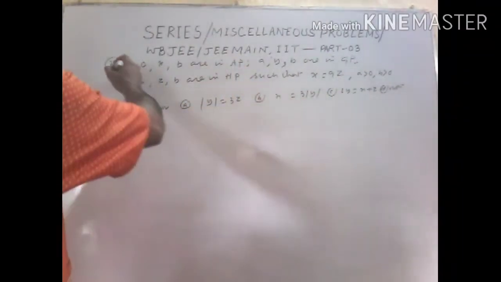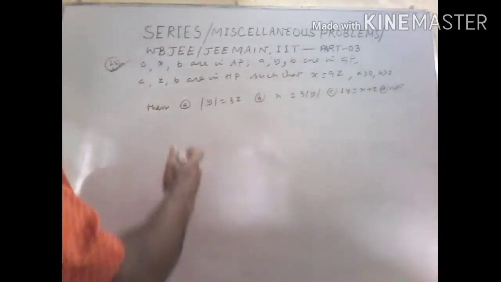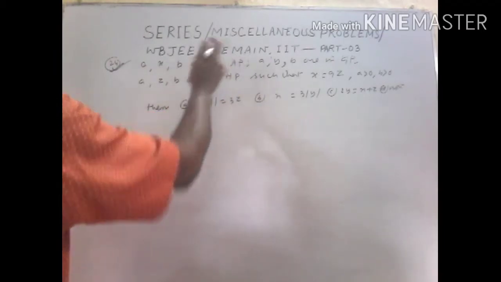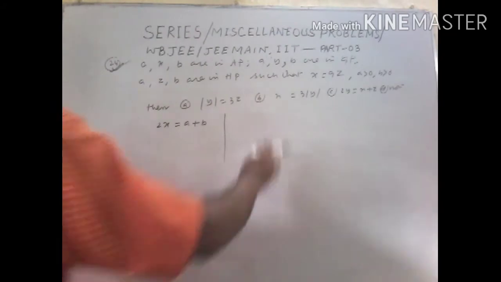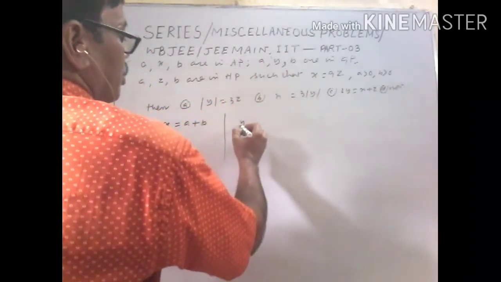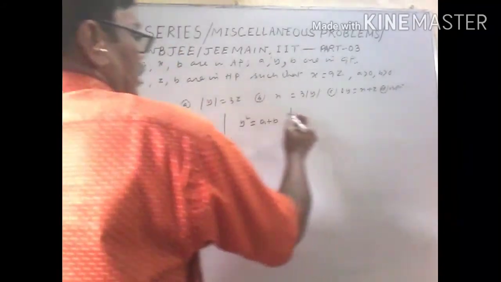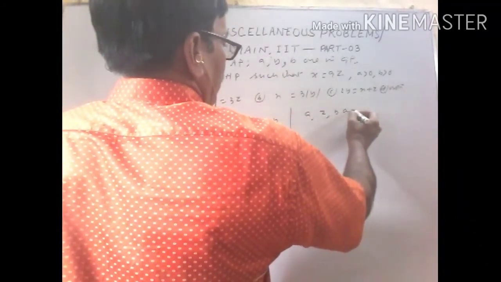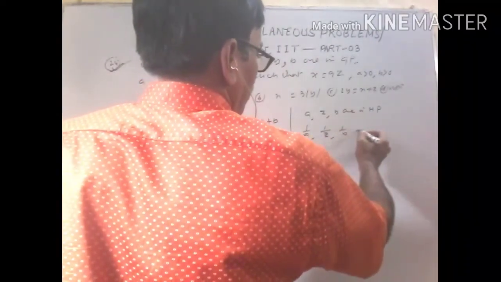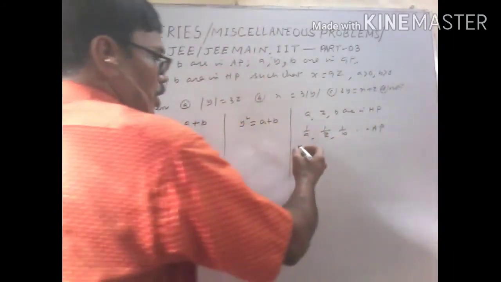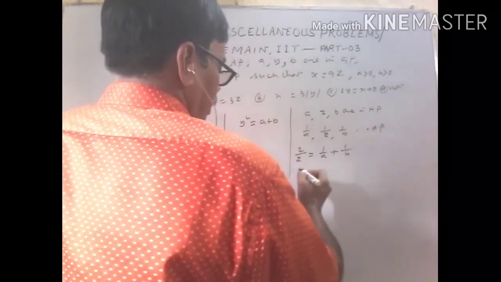Now we consider one more problem, a mixed problem of AP, GP and HP. But simple. A, x, B are in AP. So what we are getting? 2x equals A plus B. A, y, B are in GP. So y square equals AB. A, z, B are in HP. So 1 by A, 1 by z, 1 by B are in AP. We know reciprocals. So 2 by z equals 1 by A plus 1 by B.